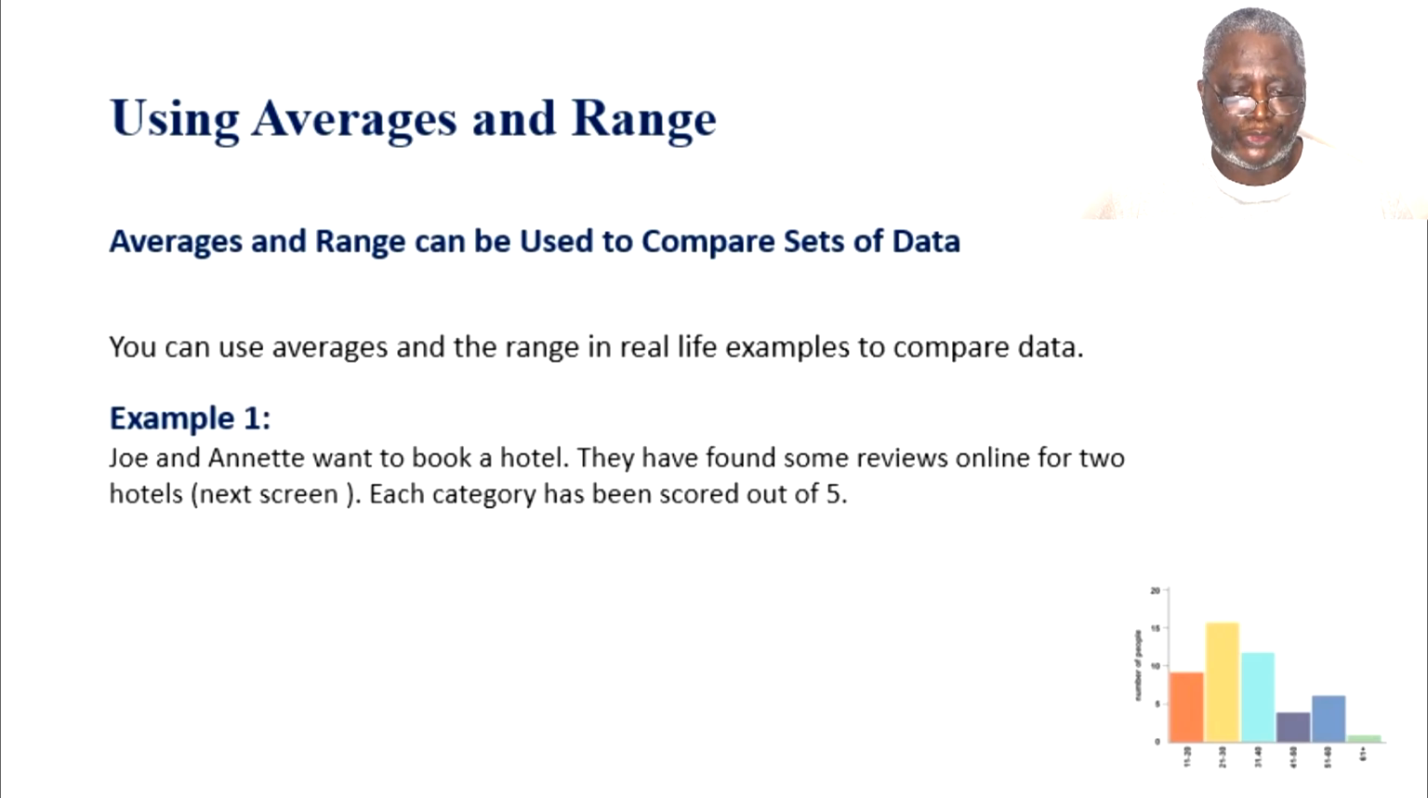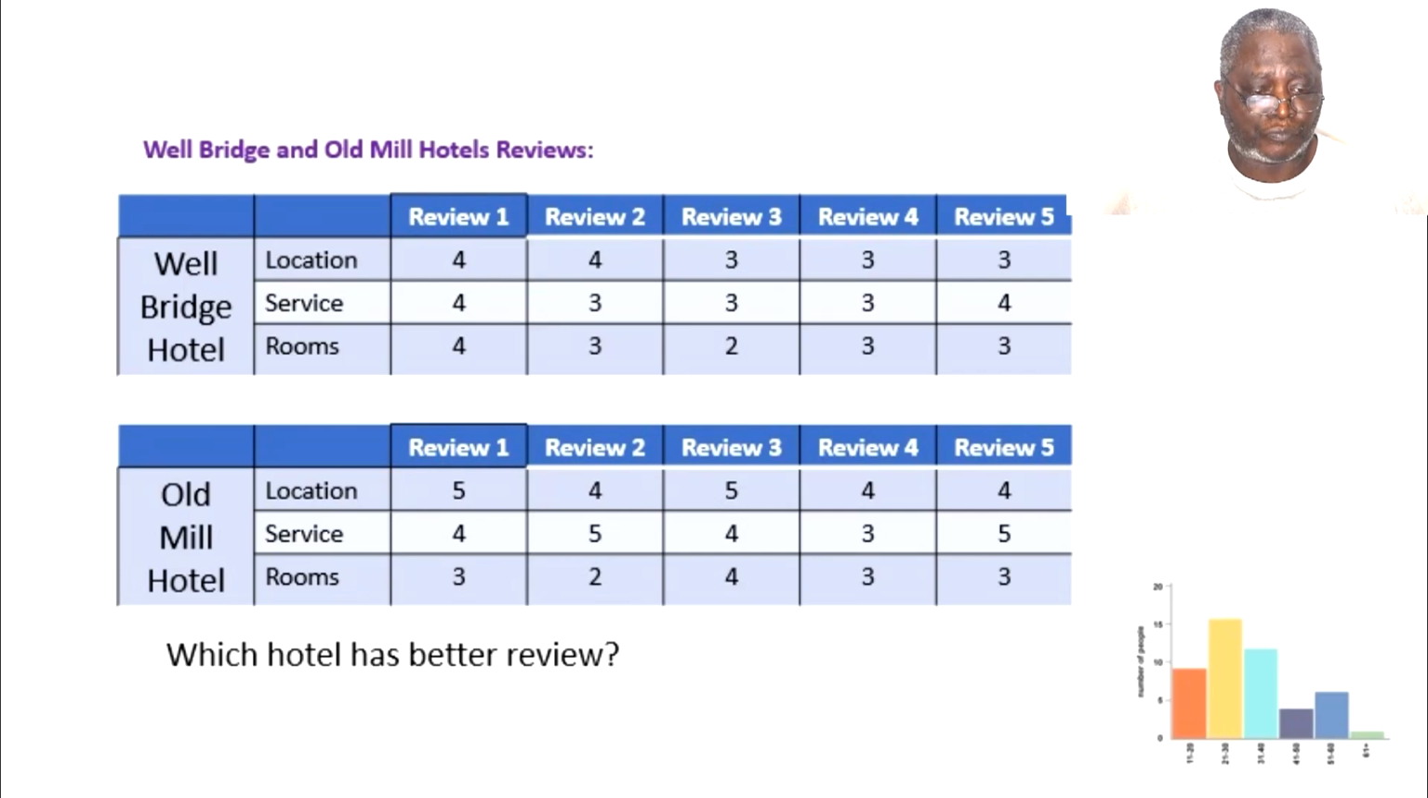Averages and range can be used to compare sets of data. You can use averages and the range in real-life examples to compare data. Example 1: Joe and Annette want to book a hotel. They have found some reviews online for 2 hotels. Each category has been scored out of 5. Let's see what they say about the hotels.